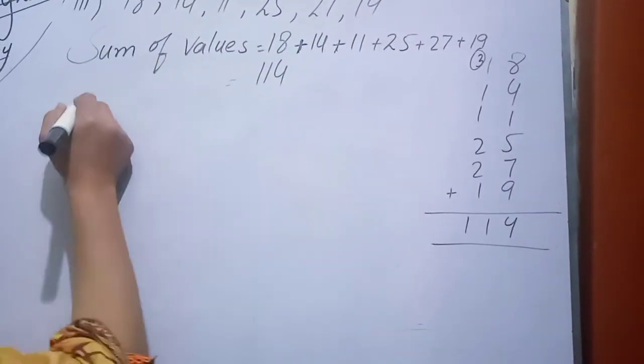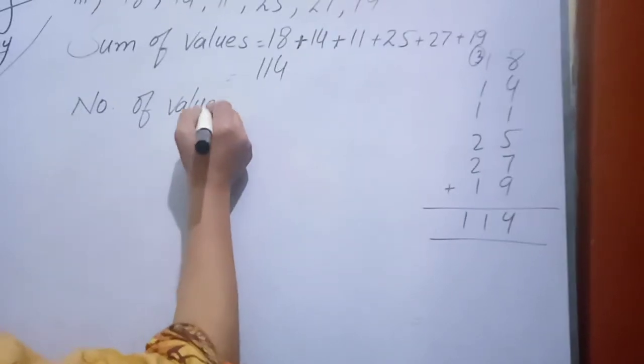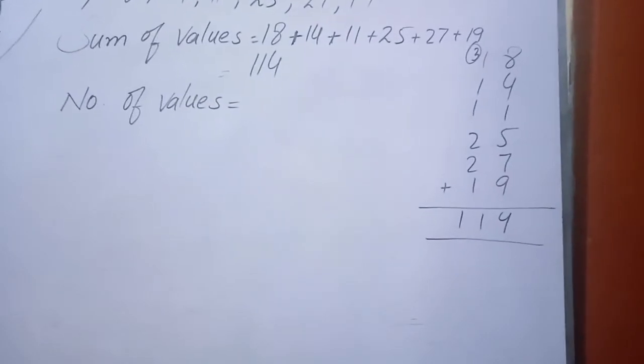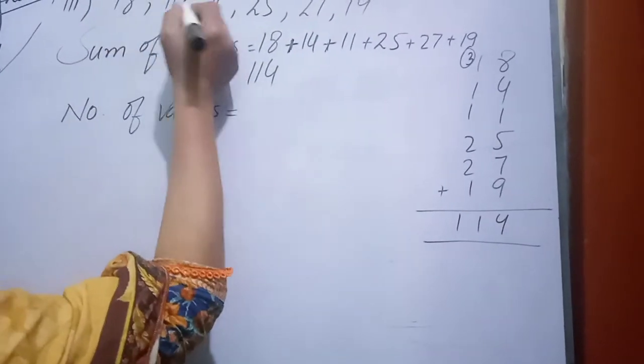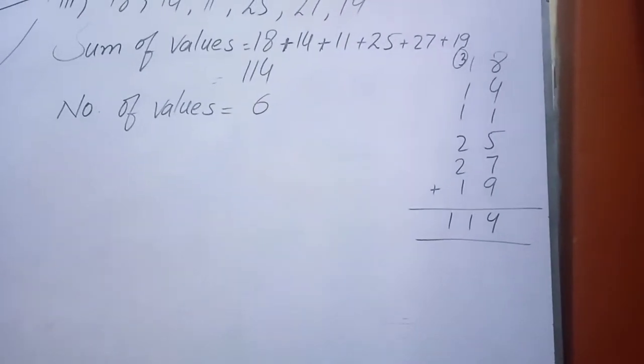The second thing is number of values. How do we write here the number of values? By counting them. 1, 2, 3, 4, 5, 6. It means the number of values are 6.